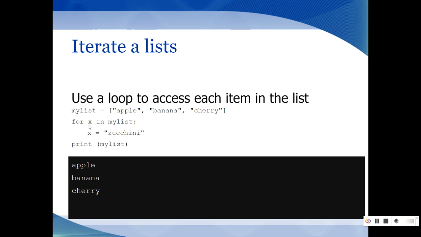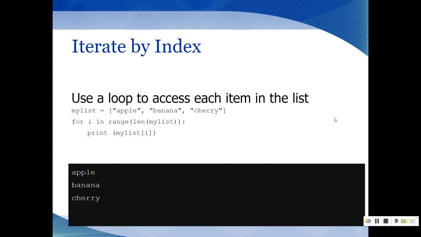However, here's the example I'm showing that. Here I'm setting x to zucchini, but if I print my list, I still have apple, banana, and cherry. So you can't modify any of the items in a list when using this type of for loop. However, if you access it by index, you can.